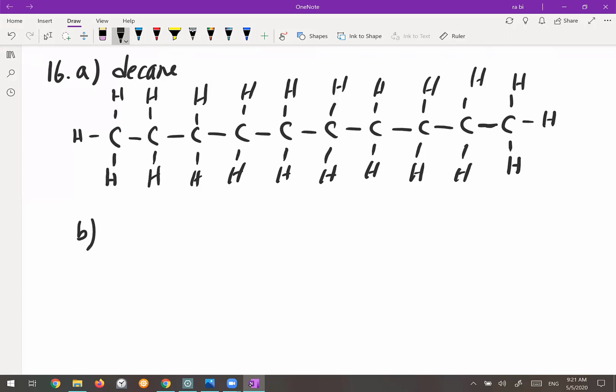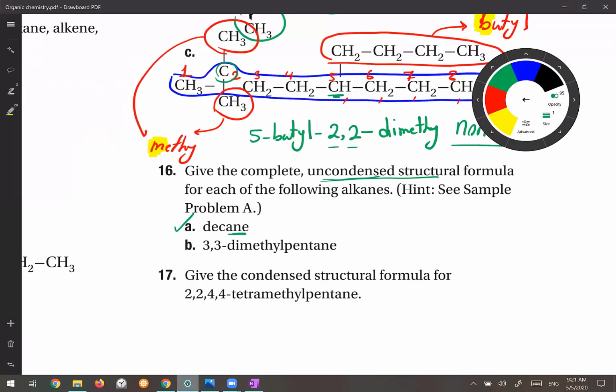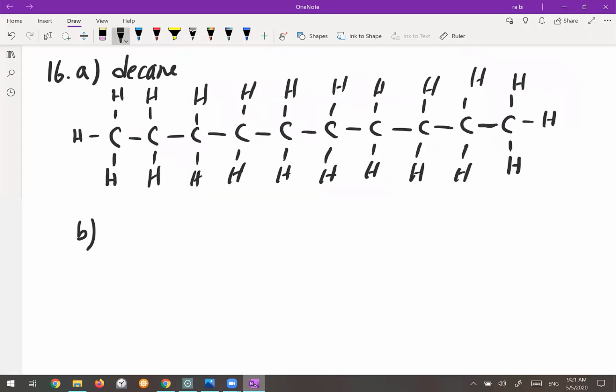Let's draw the molecule in part B. In part B, you have 3,3-dimethyl pentane. So when you want to draw the molecule, in this question, the name is given to you and it asks you to draw the molecule. Start from drawing the parent. The parent is pentane. So it means in the parent chain, I have 5 carbons. So here I draw 5 carbons, 1, 2, 3, 4, 5.